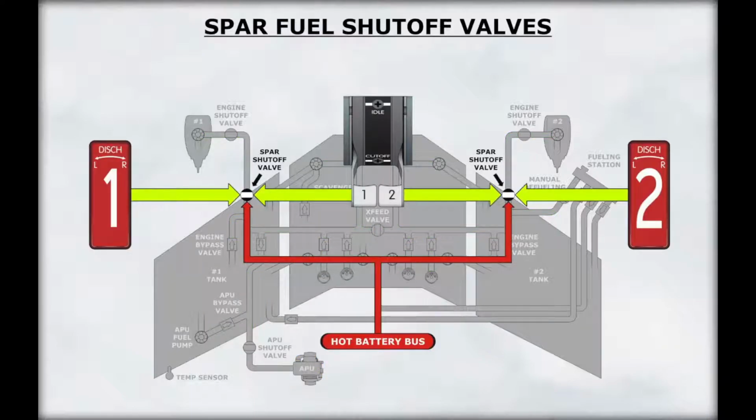Fuel from each manifold flows through a spar fuel shutoff valve into its respective engine. The position of the spar valve is controlled by the respective start lever and fire handle. The spar valves are powered by the hot battery bus.